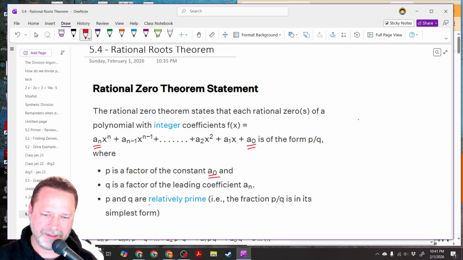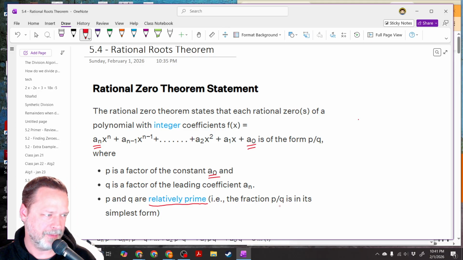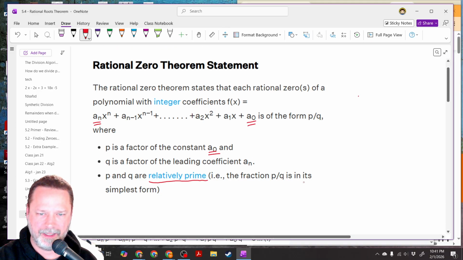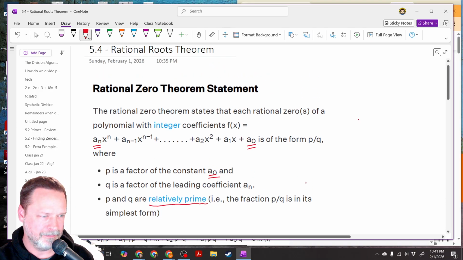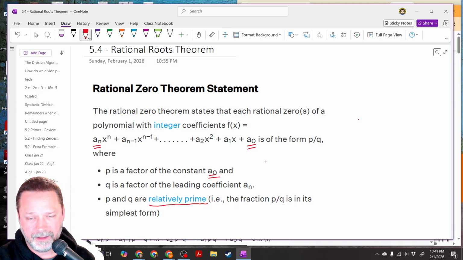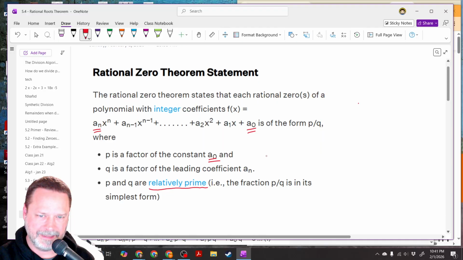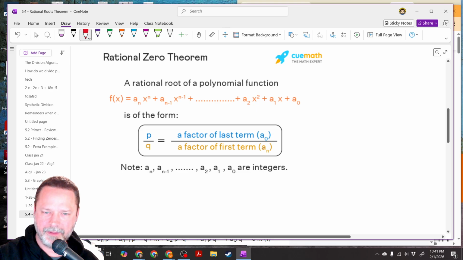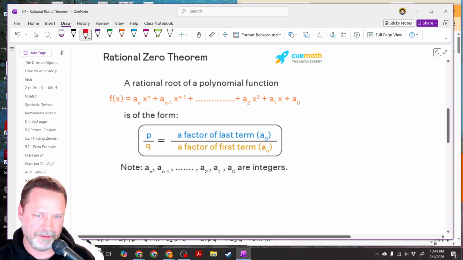P and q are relatively prime as well. And so what does that mean? It means that p over q, if it is a possible rational root, will be in its simplest form. It will be a reduced fraction. Okay. It's a very neat theorem. If anyone is interested in me proving it, there are other proofs out there, and it is a pretty easy proof to get, I think. Let me know, and I'll be happy to make it. But for now, we're going to use it.